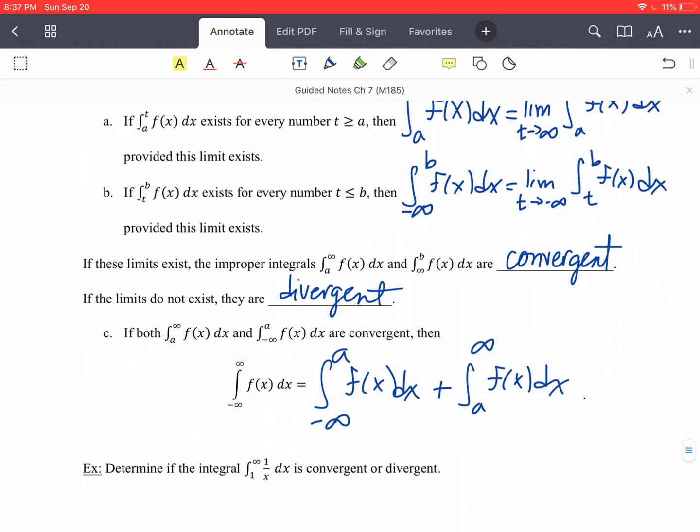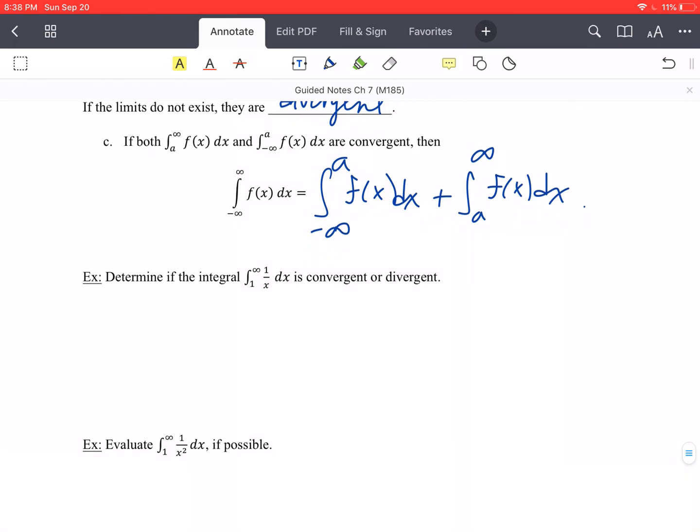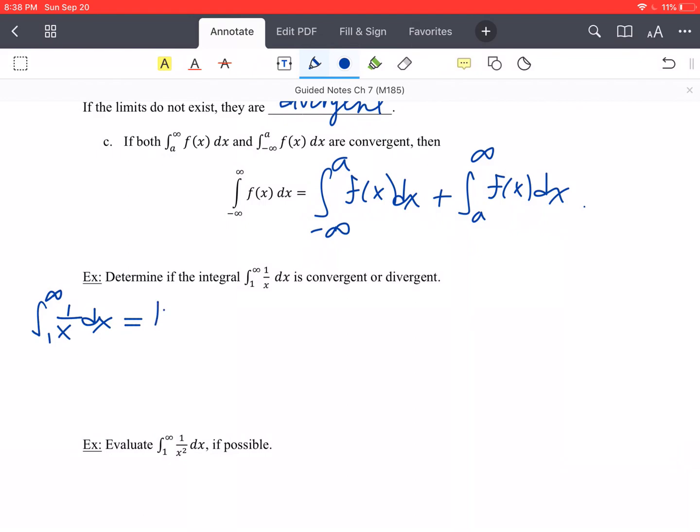So let's look at some examples. Determine if the integral from 1 to infinity of 1 over x dx is convergent or divergent. Okay, so we have the integral from 1 to infinity of 1 over x dx. Okay, so this is going to give us the limit as t approaches infinity of the integral from 1 to t of 1 over x dx.